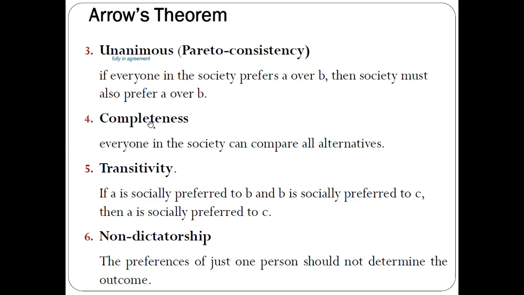Okay, completeness: everyone in the society can compare all alternatives. Transitivity: if A is socially preferred to B and B is socially preferred to C, then A is socially preferred to C.